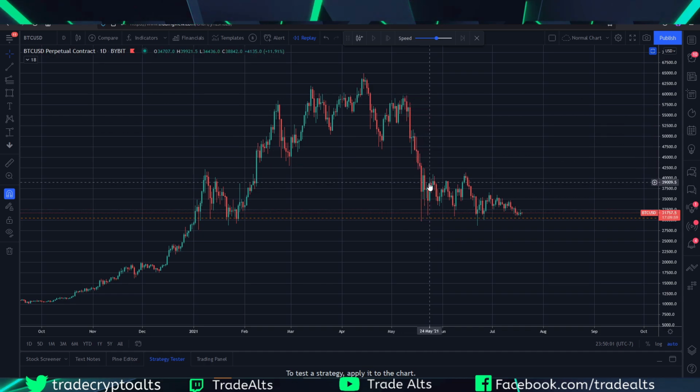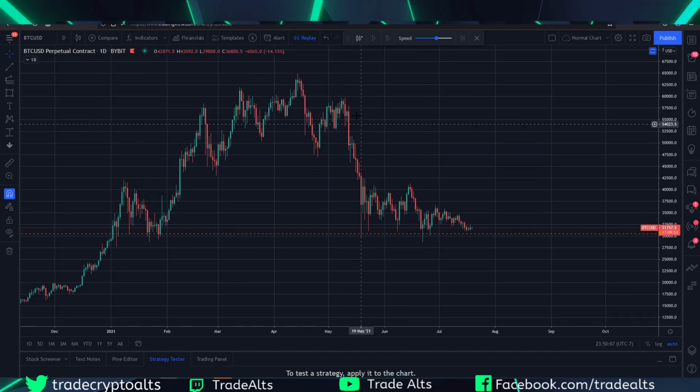Now this big move to the downside was kind of a tougher one for a lot of people. But even still, depending on how overextended you were, right? If you were fully covered, you were probably fine.